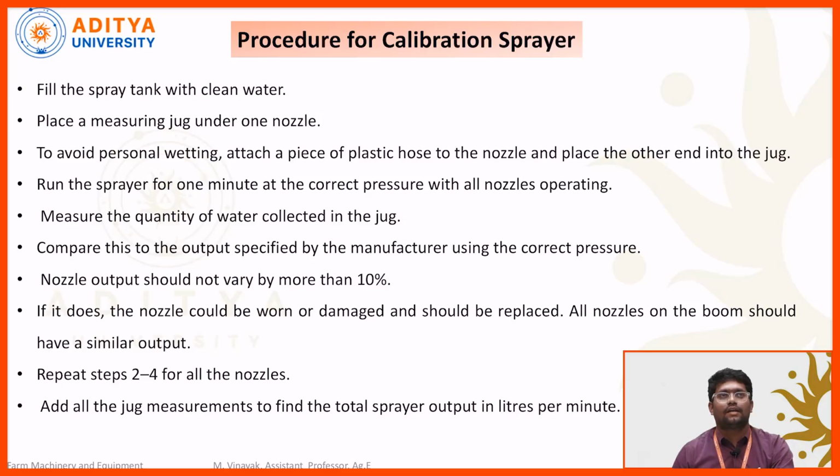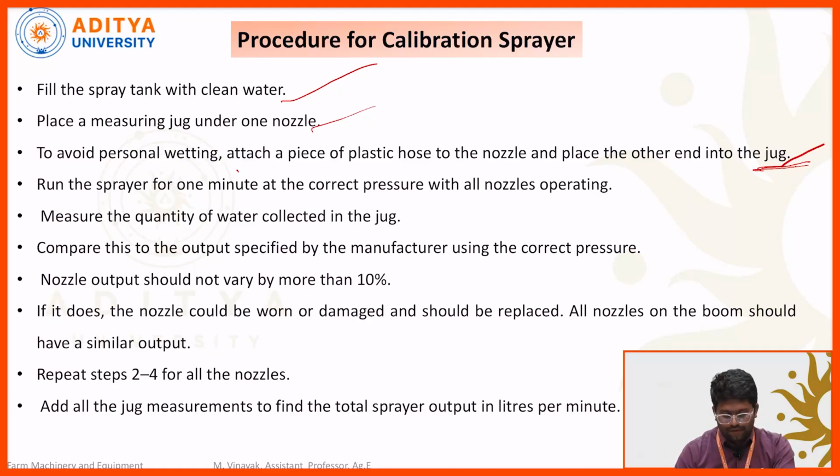Next, the procedure for calibration of the sprayer. Fill the liquid into the tank and place the measuring jug on one nozzle. After filling the liquid into the tank, one measuring jug will be placed below the nozzle. Next, to avoid personal wetting, attach a piece of plastic hose to the nozzle and place the other end in the jug. So if any leakage occurs during the calibration of the sprayer, we can provide a plastic hose pipe to avoid the leakage. At the end of that plastic hose pipe we can also place the jug.